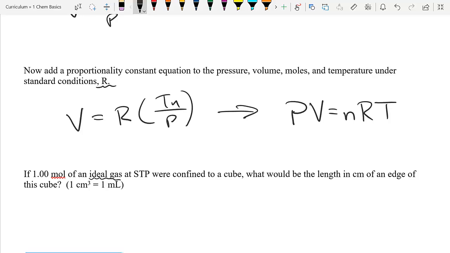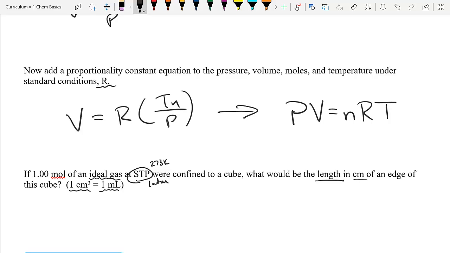So 1 mole of an ideal gas at STP, remember this is standard temperature and pressure. We're talking about a temperature of 273 kelvins and a pressure of 1 atmosphere. If it were confined to a cube, what would be the length in centimeters of an edge of this cube? Recall that a centimeter cubed is the same as 1 milliliter in terms of volume.